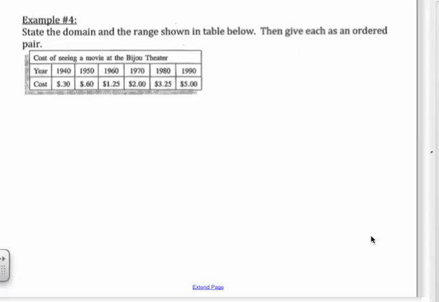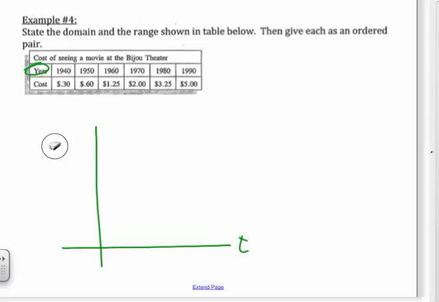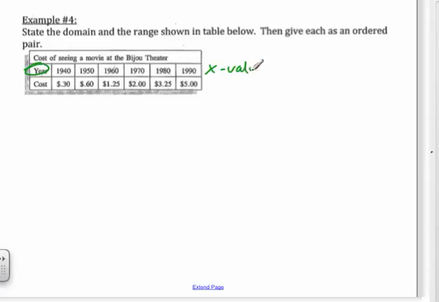Now let's talk about this for just a second, because I want you to know that whenever time is involved in a relation, time is always considered the input. It is always the horizontal line in a graph. So when they give us year up there, we know already, because it's involving time, that this is going to be the x values, or the domain, and this is going to be the y value, or the range.